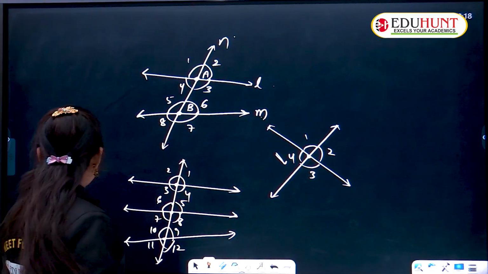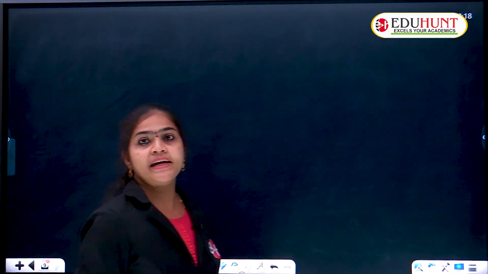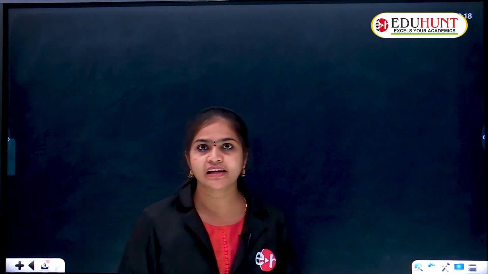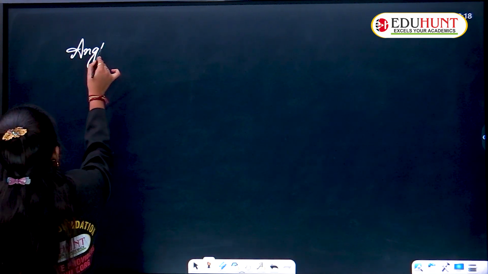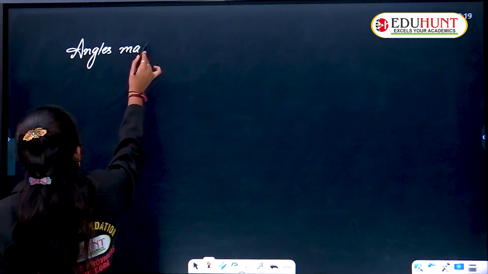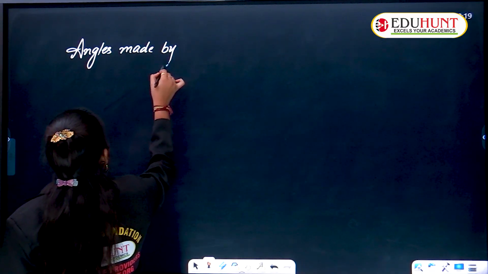Okay, now the next concept is angles made by a transversal. Just now we learned how many angles will be formed. Now which kind of angles will be formed here? Understood? Angles made by a transversal.